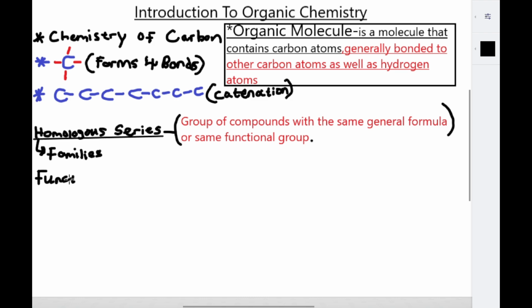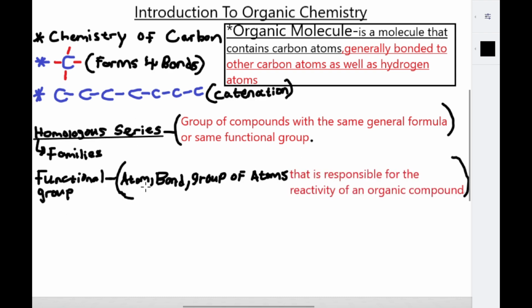So let's look at the functional group. A functional group can be an atom, a bond, or a group of atoms that is responsible for the reactivity of an organic compound. But remember that different compounds react differently according to their different electronegativity and some other factors. Some react faster, some react very slowly. So that is very important.